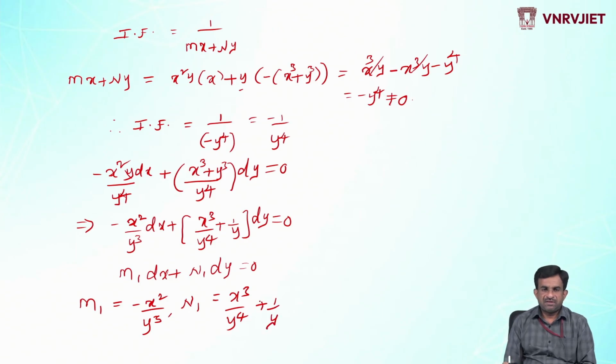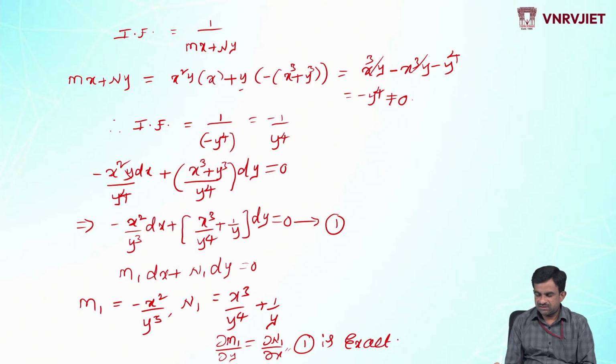So actually no need to verify this. I am saying that after multiplying the given differential equation with the integrating factor, that becomes exact. Exact means you know the condition of exactness, so definitely we will get dou m1 by dou y is equal to dou n1 by dou x. If you assign this as equation 1, then you can say that equation 1 is exact now. If the given differential equation is exact, we know how to find the solution of the given differential equation by taking that formula.